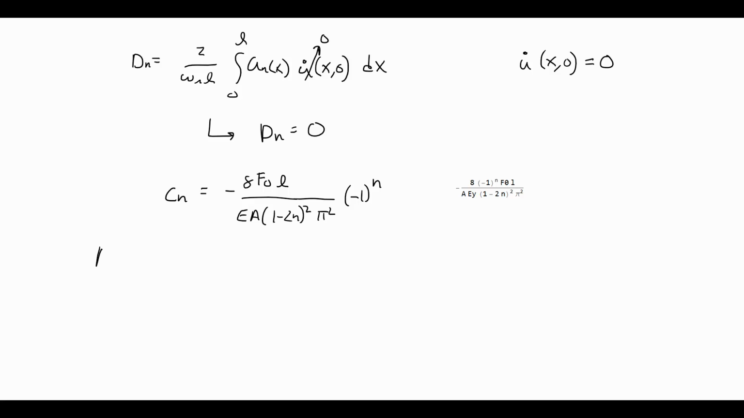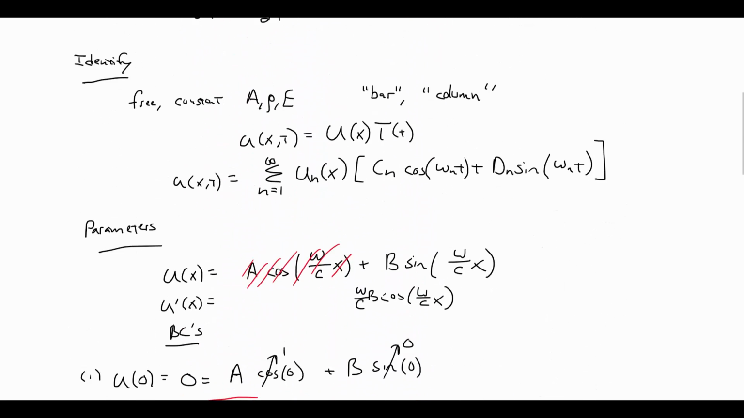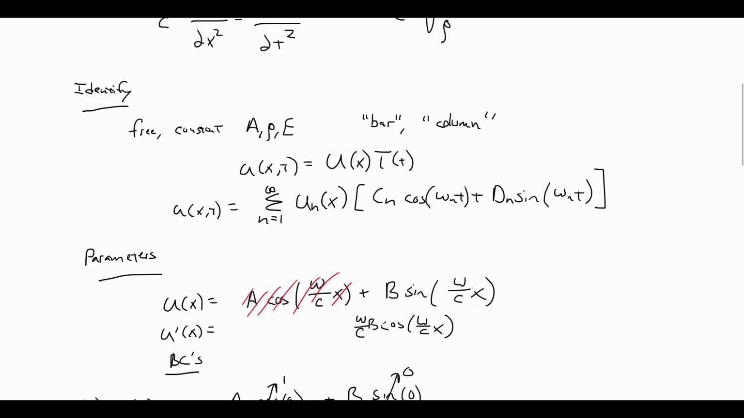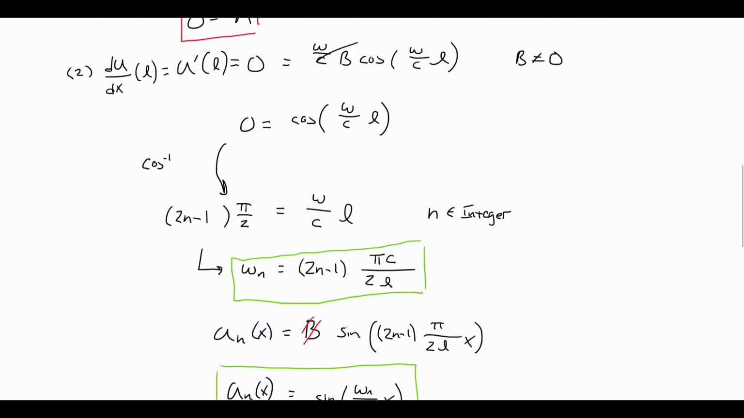So we are finally ready to assemble our solution now. Going back from what we saw in the identify step, we knew the form it should take. We have our eigenfunction. We have our natural frequency. We now have our dn. We have our cn. So let's put it all together.